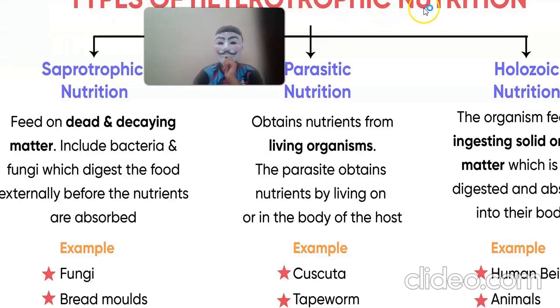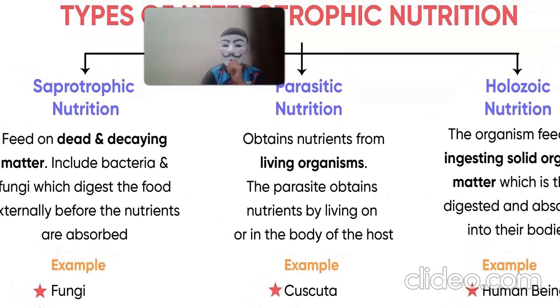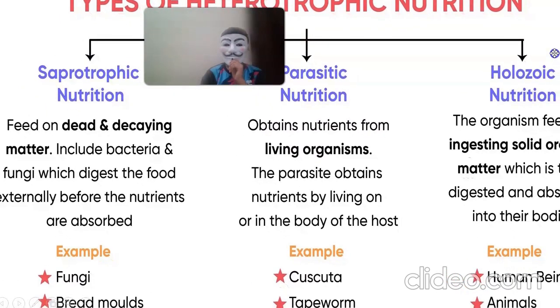Types of heterotrophic nutrition: saprophytic nutrition, parasitic nutrition, holozoic nutrition. In saprophytic nutrition, organisms feed on dead and decaying matter, including bacteria and fungi, which digest the food externally before the nutrients are absorbed. As I told you, they feed on dead and decaying matter, like fungi and bread mold, and they digest the food externally before the nutrients are absorbed.